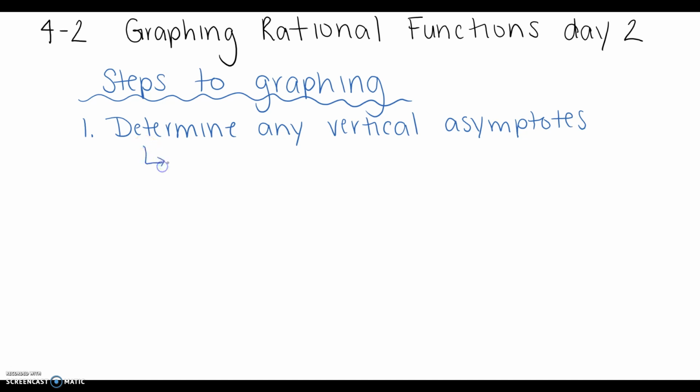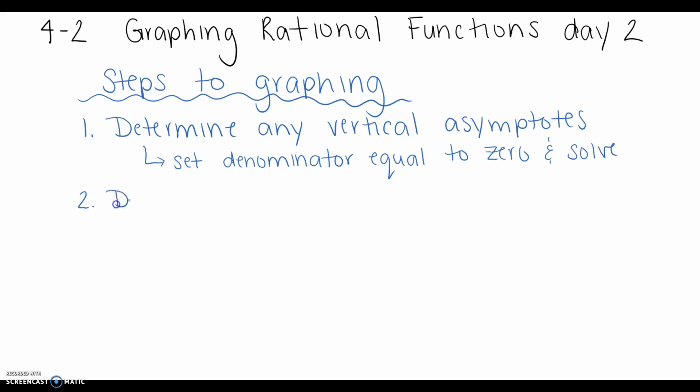To do this, we need to set our denominator equal to 0 and solve for x. So first step, determine any vertical asymptotes. Second step, determine any horizontal asymptotes.